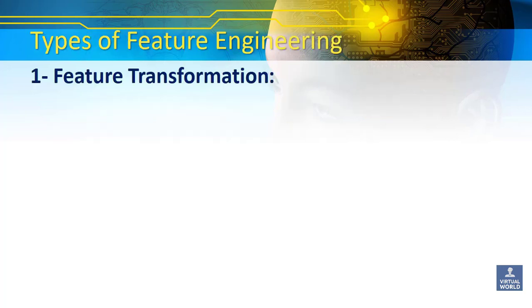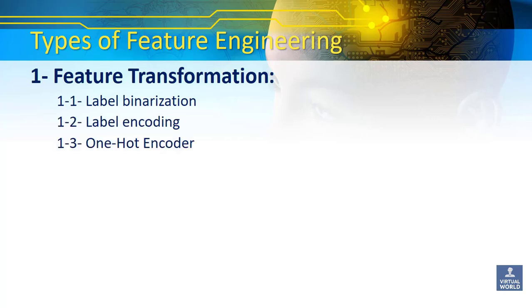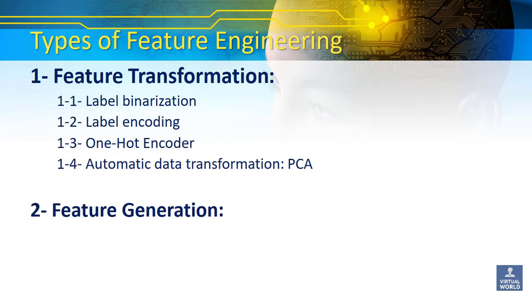There are many types of feature engineering. The first one is feature transformation. Feature transformation is about constructing new features from existing features. This is often achieved using mathematical mapping. In this course, you are going to learn 4 types of feature transformations: label binarization, label encoding, one-hot encoder, and automatic data transformation. The second type of feature engineering is feature generation.